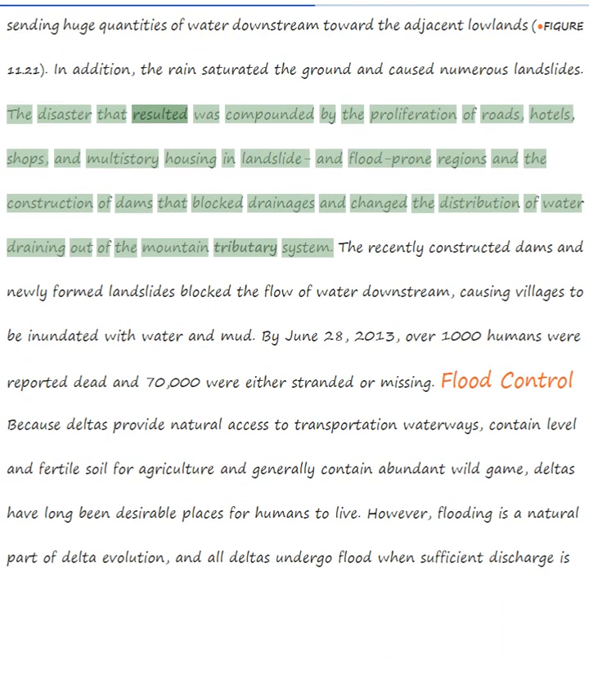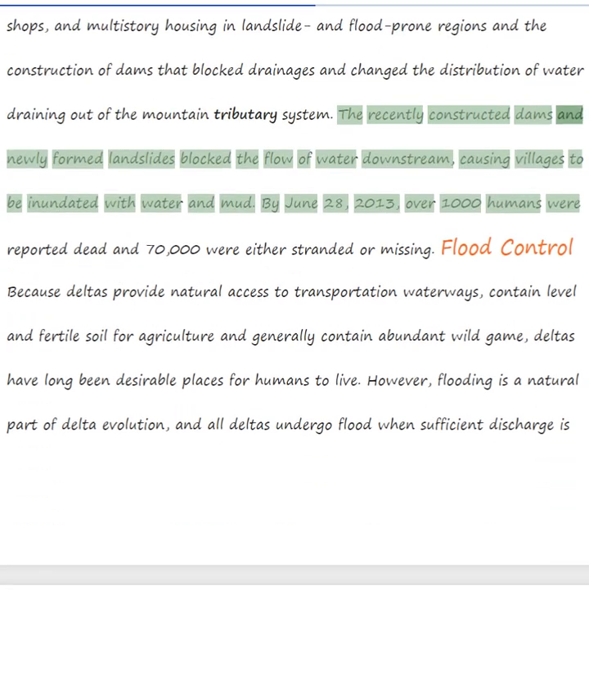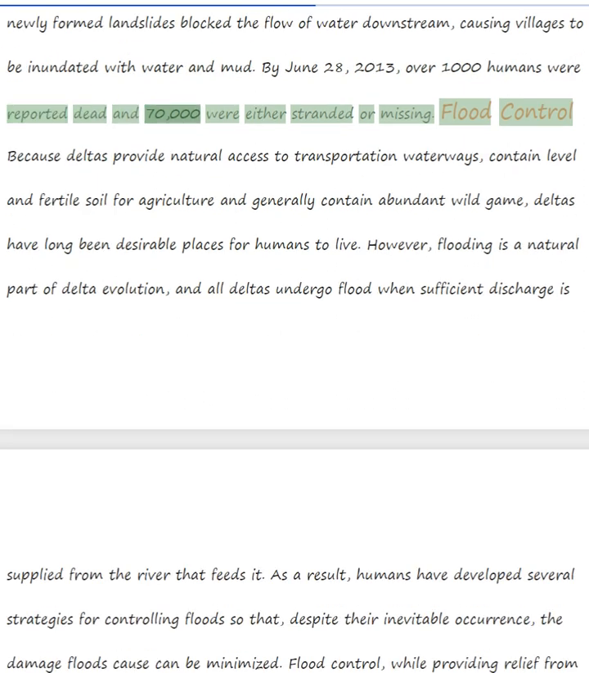The disaster that resulted was compounded by the proliferation of roads, hotels, shops, and multi-story housing in landslide and flood-prone regions and the construction of dams that blocked drainages and changed the distribution of water draining out of the mountain tributary system. The recently constructed dams and newly formed landslides blocked the flow of water downstream, causing villages to be inundated with water and mud. By June 28, 2013, over 1,000 humans were reported dead and 70,000 were either stranded or missing.